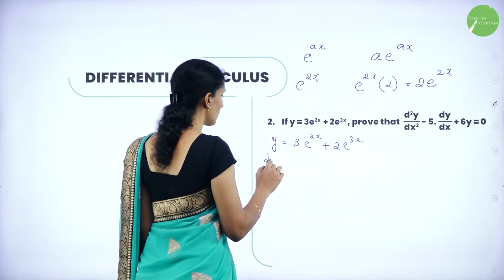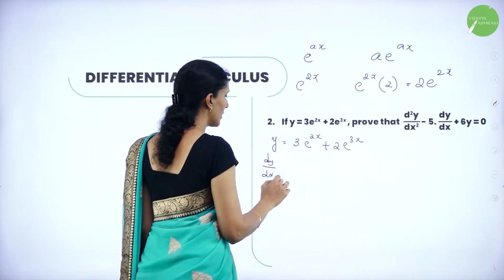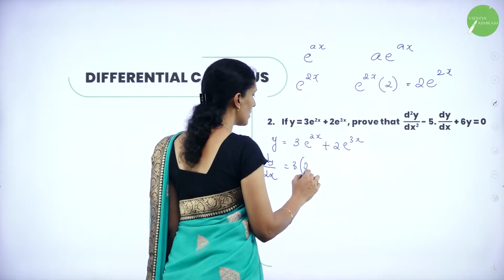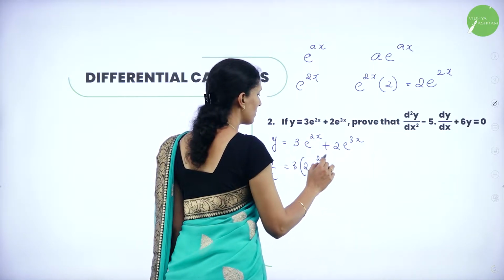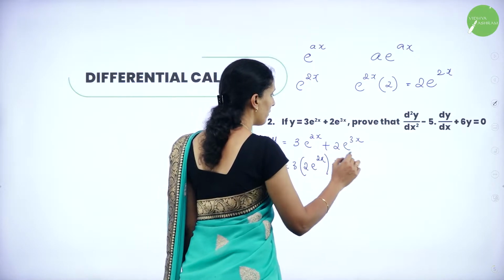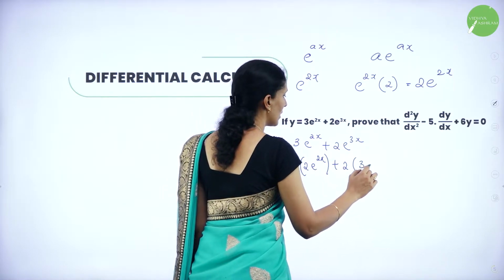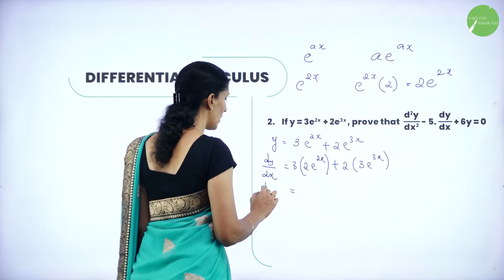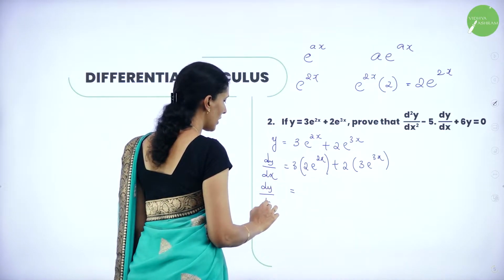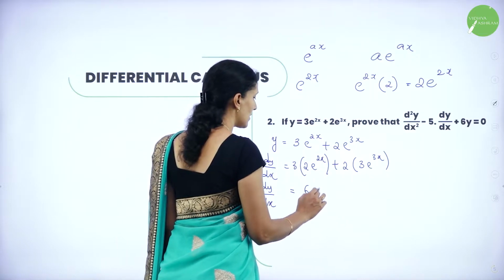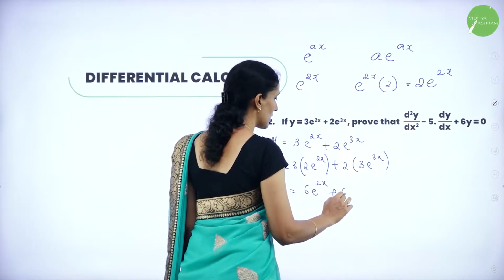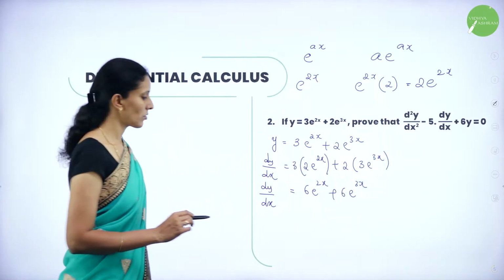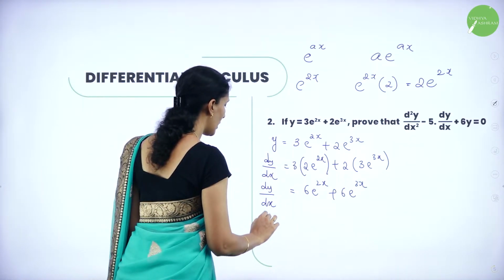So here dy by dx: 3 is constant, differentiation of e power 2x is 2 e power 2x, plus 2, differentiation of e power 3x is 3 e power 3x. Now multiply this, you will get dy by dx is 6 e power 2x plus 6 e power 3x. We need d square y by dx square also. So differentiate it again.